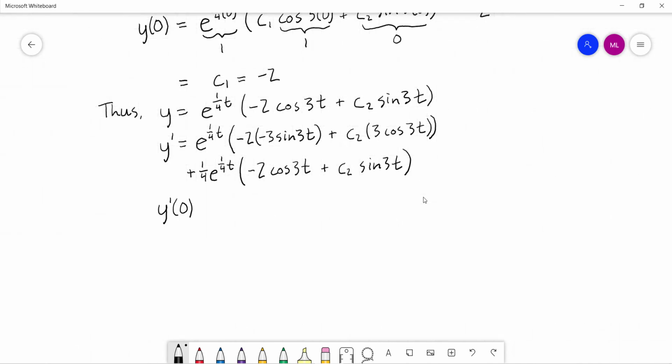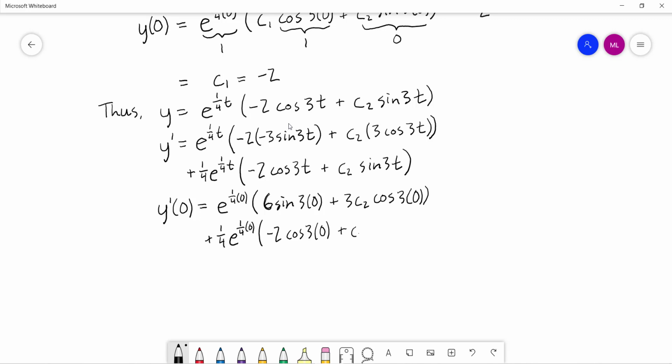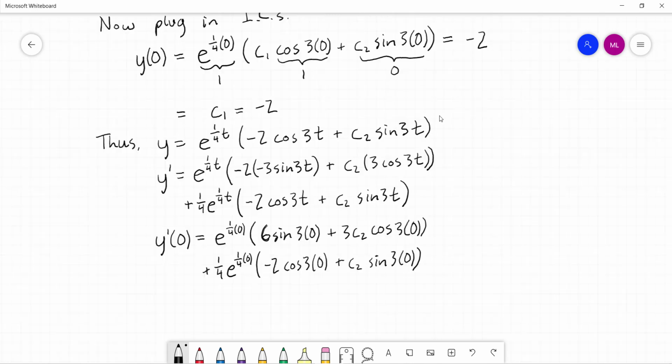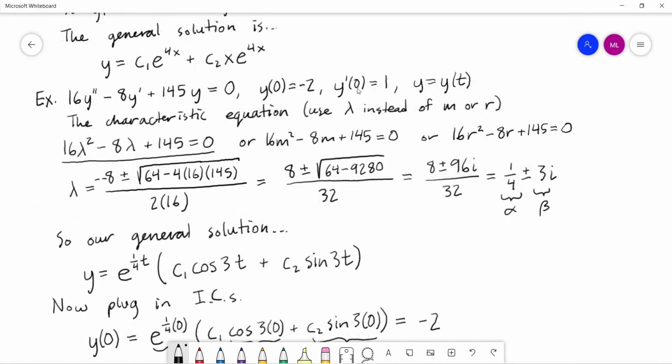So what is y prime of 0? Well, when I plug in 0, again, this will become a 1. So I'm going to have e to the 1/4 times 0. This, when I multiply through, will be a positive 6. So we'll have 6 times the sine of 3 times 0, plus 3c2 times the cosine of 3 times 0, plus 1/4 e to the 1/4 times 0 times negative 2 cosine of 3 times 0 plus c2 times the sine of 3 times 0. So all I've done is plug in 0 everywhere that t showed up, and that whole thing is supposed to be eventually equal to 1, I think? Yeah, y prime of 0 is 1.